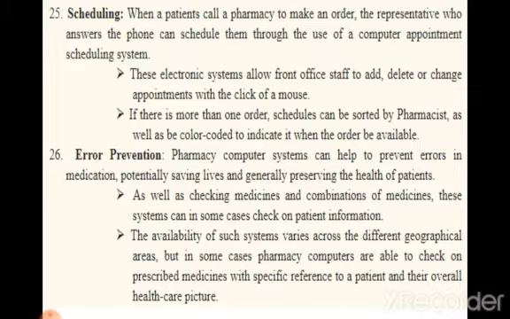As well as checking medicines and combinations of medicines, this system can in some cases check on patient information. The availability of such systems varies across different geographical areas, but in some cases pharmacy computers are able to check prescribed medicines with specific reference to a patient and their overall healthcare picture.